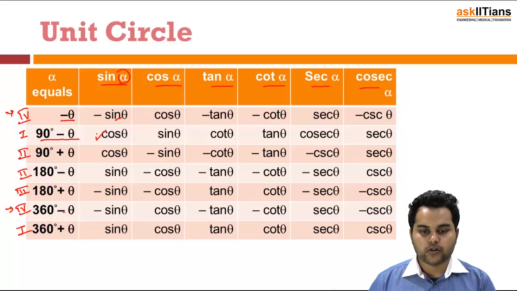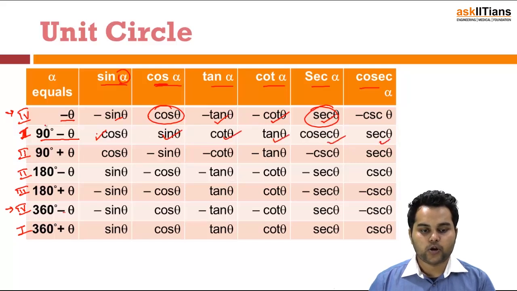In the fourth quadrant cos is positive, so cos of minus theta is cos theta. Tan of minus theta is minus tan theta, and cot is minus cot theta. Sec theta is again positive because in the fourth quadrant cos and sec are positive. If I look at the first quadrant, all of them should be positive, and hence they are positive.